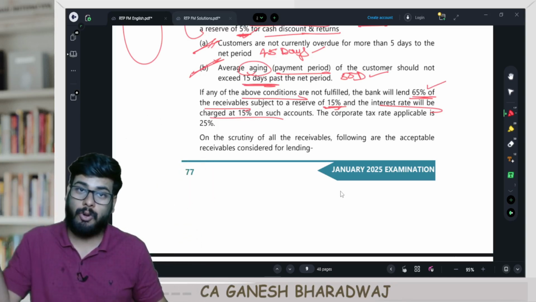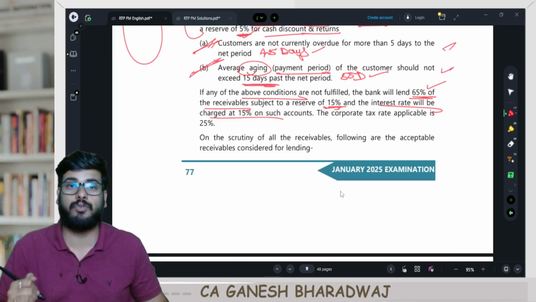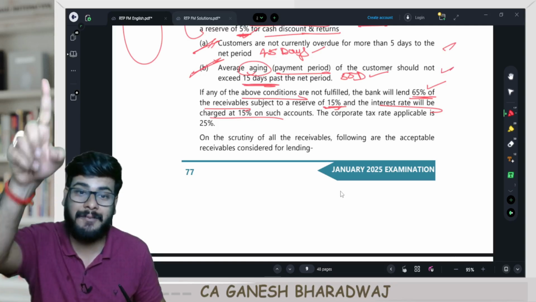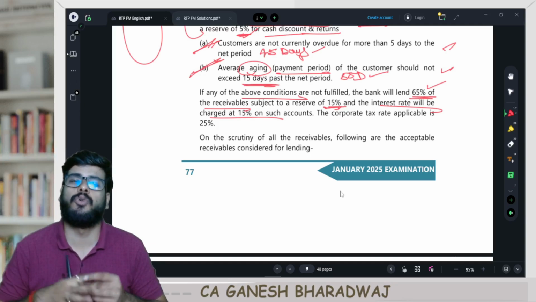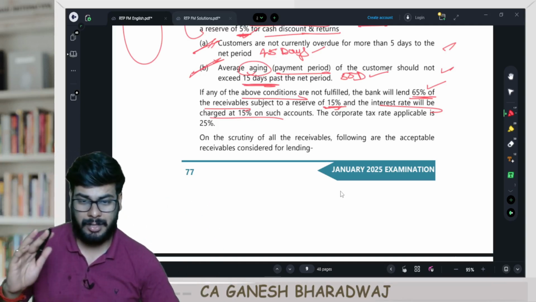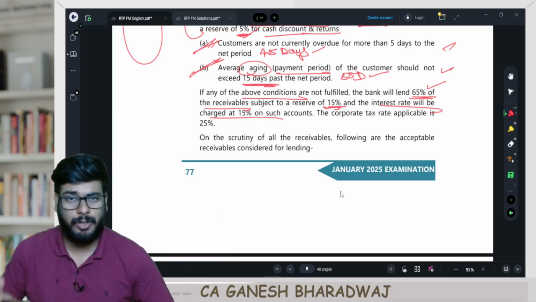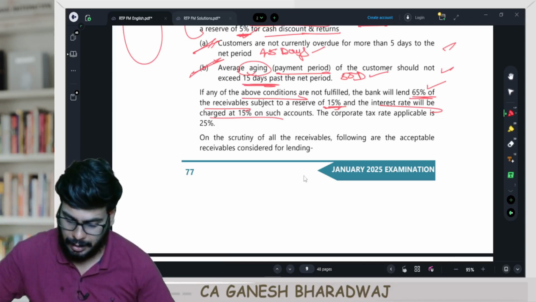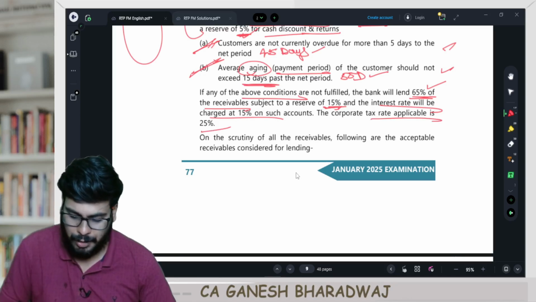So even on those receivables which are not fulfilling any of the two conditions, they are giving 65% as a loan, but at a different rate of interest. Are you clear with this? Right? This is what they have mentioned. While we are doing the solution, you will have crystal clear clarity, nothing to worry. Right? The corporate tax rate applicable is 25%.